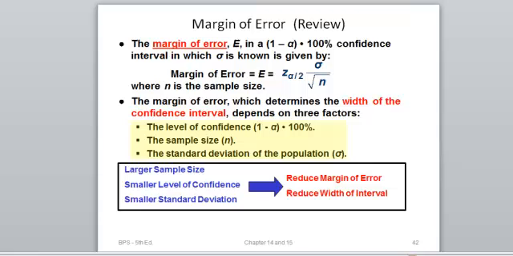Now, there are 3 factors which determine what the width will be: the confidence level, the sample size, and the standard deviation of our population. Larger sample size, smaller levels of confidence, and a smaller standard deviation reduce the margin of error and reduce the width of the interval. Now, there's not much we can do with the standard deviation, but we can do things with the sample size and the confidence level to manipulate how large or how small we want the margin of error.